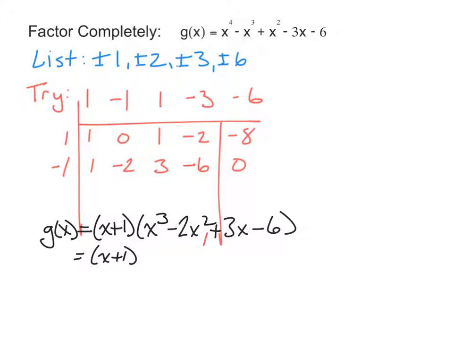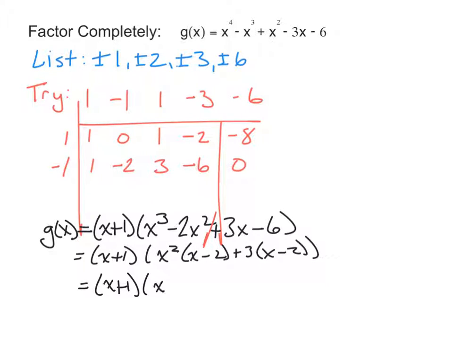If we cut this in half right here and factor out the common factor, we take out an x squared and we'll be left with x minus 2. And in the second part, we can factor out a plus 3 and we'd be left with x minus 2. Now we see that g of x is going to be x plus 1 times x minus 2, and we're left with x squared plus 3.